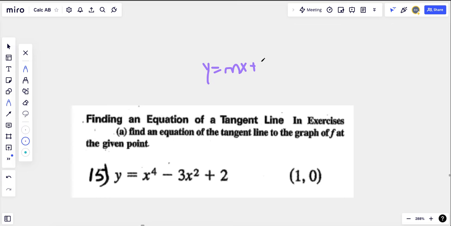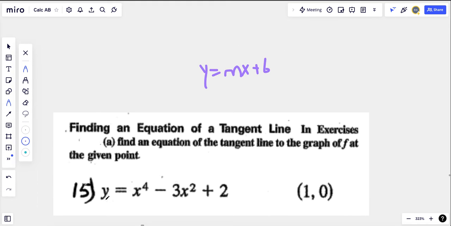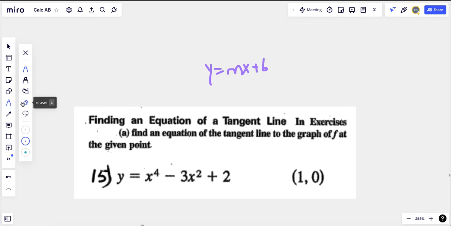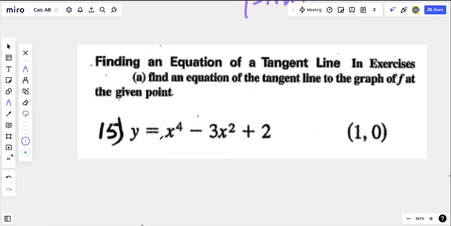Any equation of a line will be like this, or you can use point-slope form if you're more comfortable with that. But you just want to get the slope, and that comes from taking the derivative and evaluating at this point. Then you use this point and your slope to get your equation. If you have a slope and a point, you can find an equation of a line. So that's what we're going to do. First step, find the derivative.